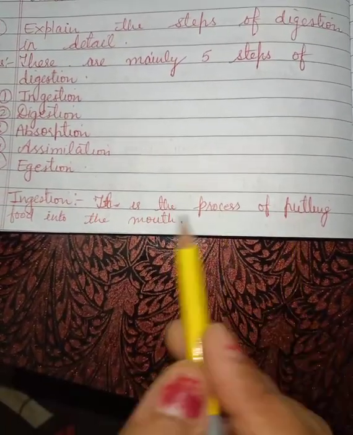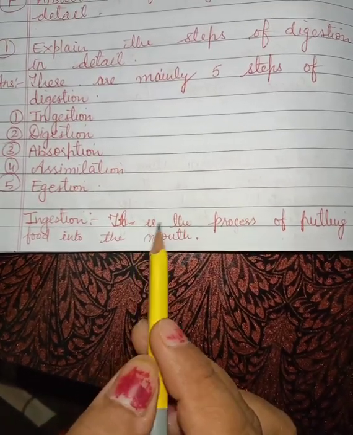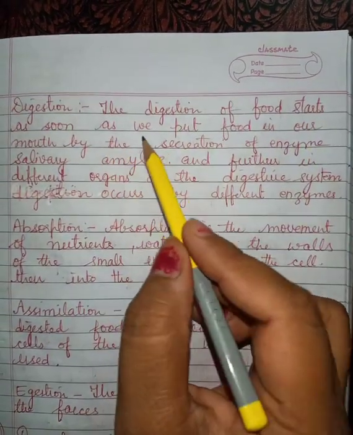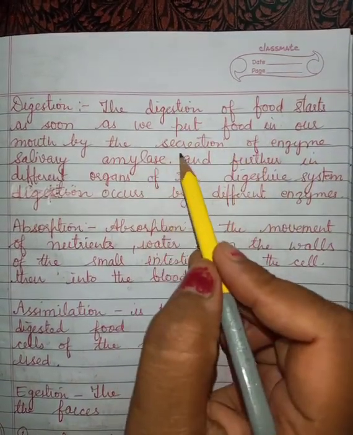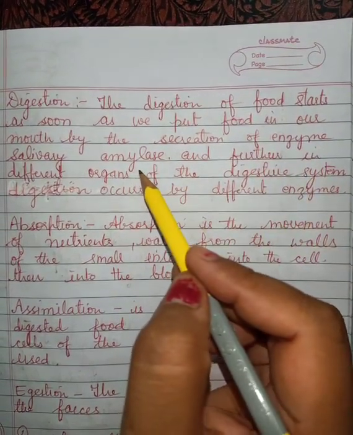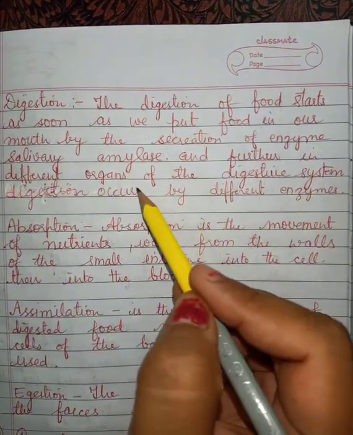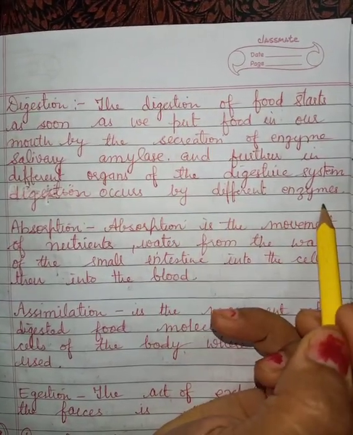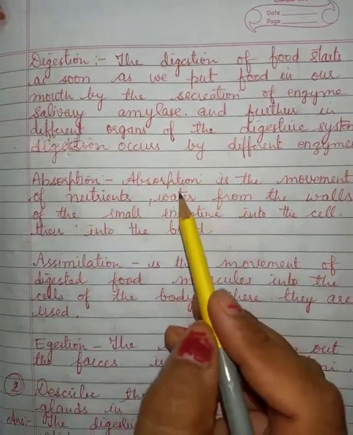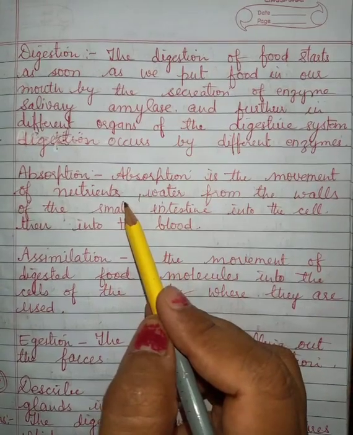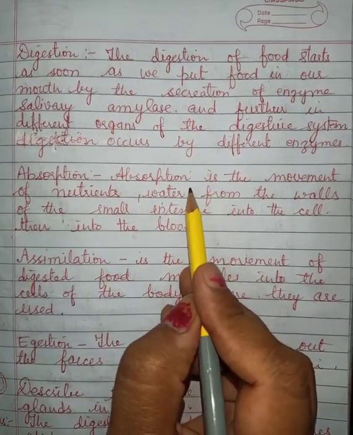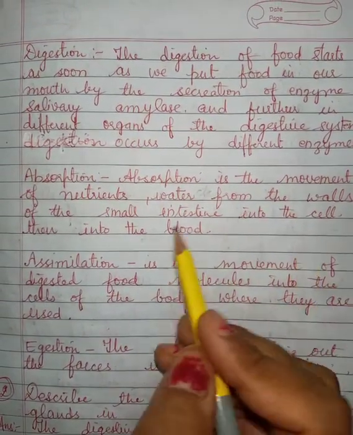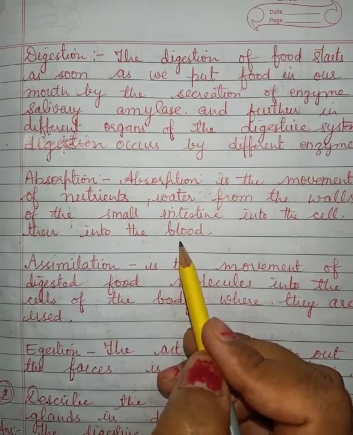Ingestion, it is the process of putting food into the mouth. Digestion of food starts as soon as we put the food in our mouth by the secretion of enzymes, salivary amylase, and further in different organs of the digestive system, digestion occurs by different enzymes. Absorption. Absorption is the movement of nutrients, water, etc. from the wall of the small intestine into the cell, then into the blood.